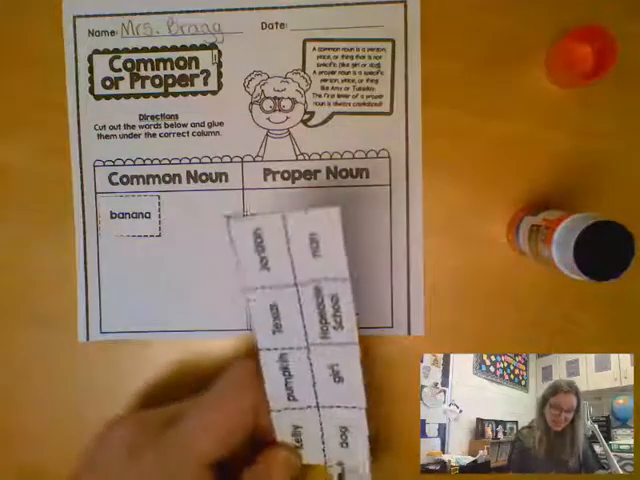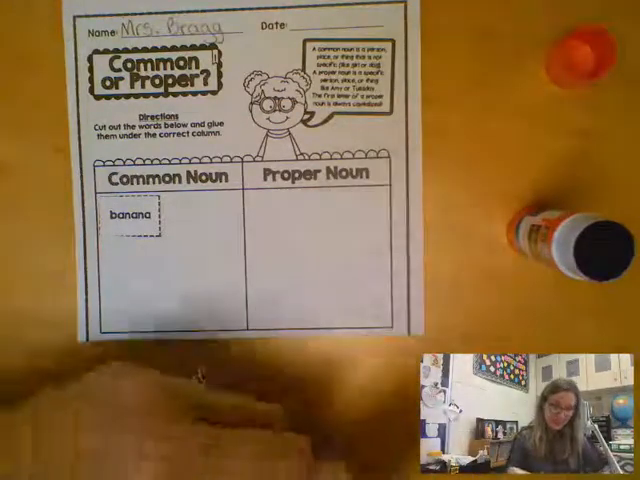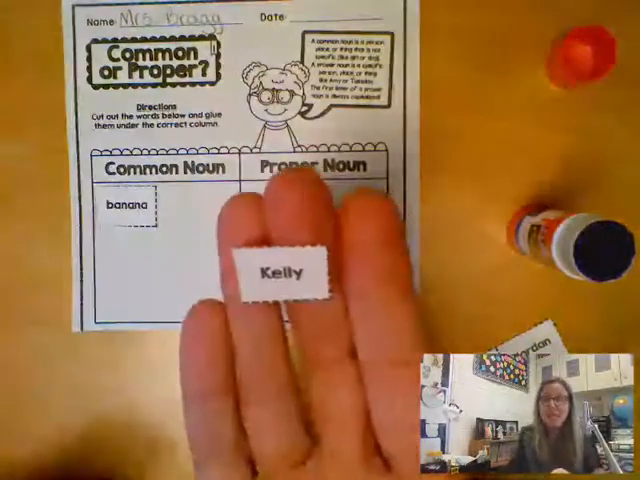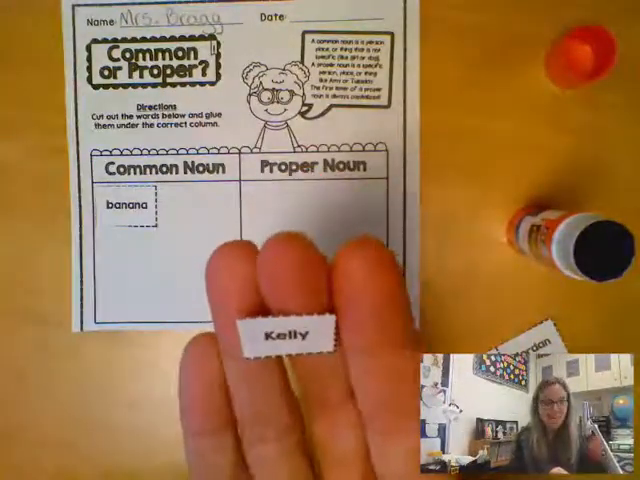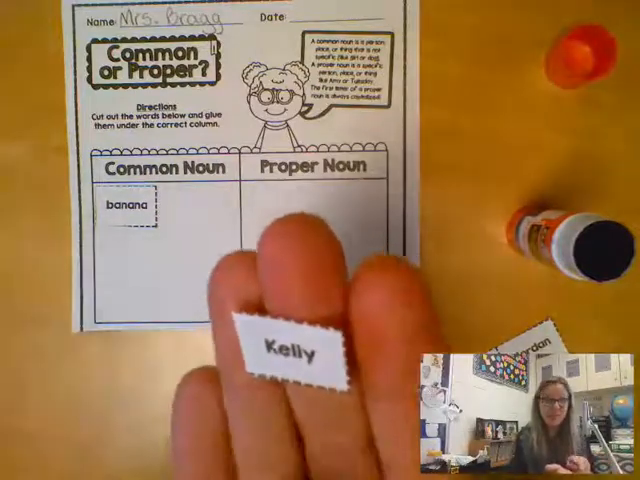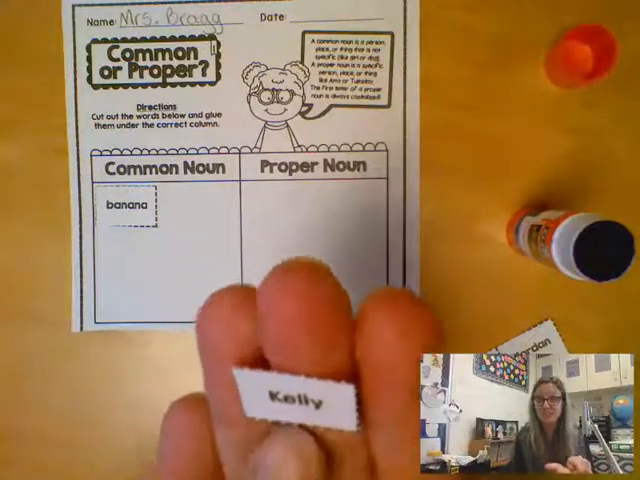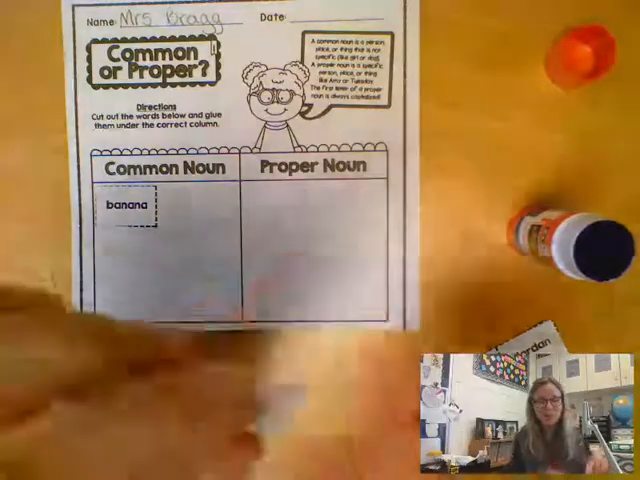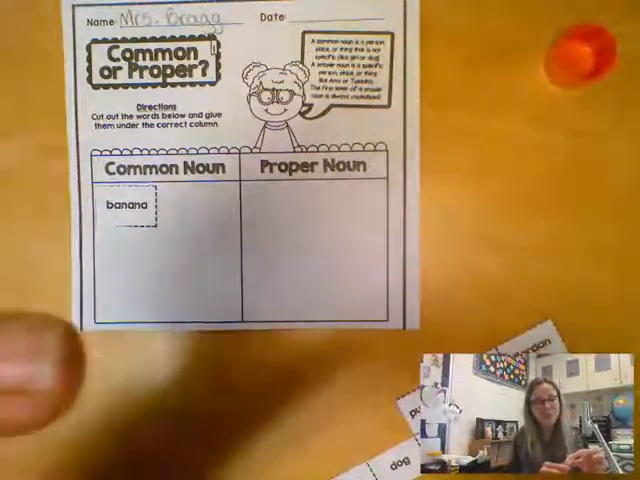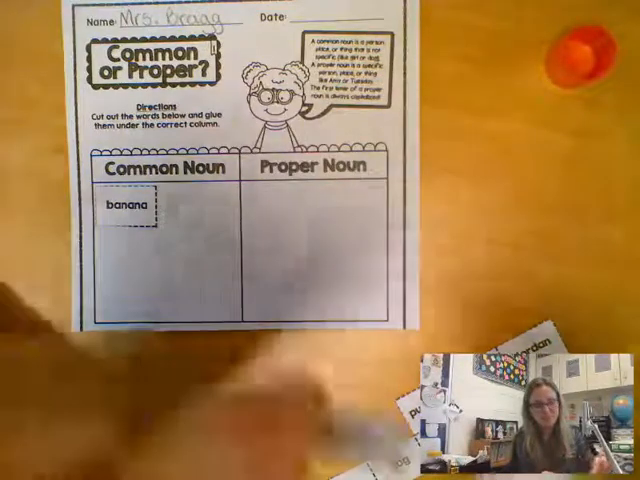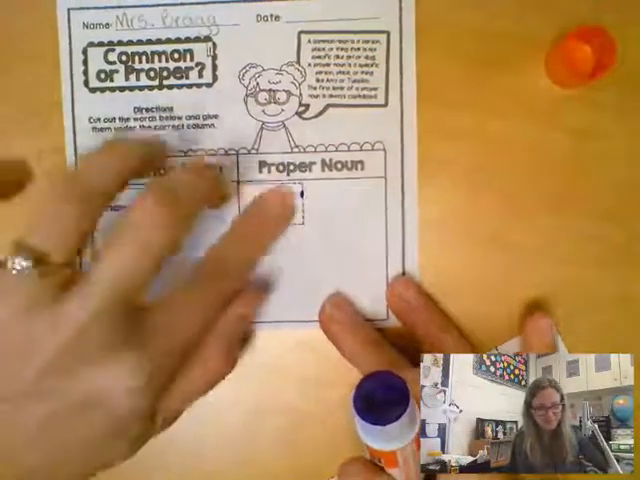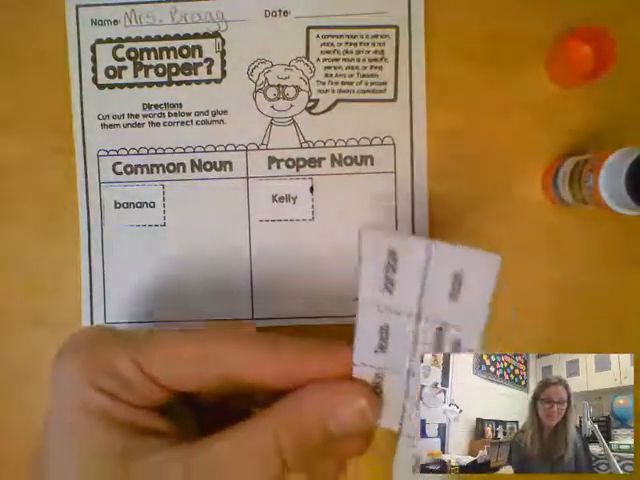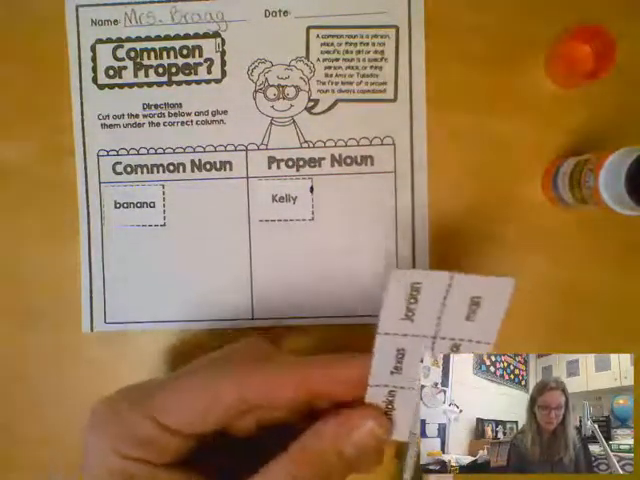The next word here says Kelly. Now, Kelly is a name of a person. It's a proper noun because it's telling us specifically Kelly, and it has an uppercase letter, which is a big clue to my brain. Uppercase letter must be a proper noun. So we'll put it here. All right, let's do two more, and then you can do the rest of them on your own, okay?